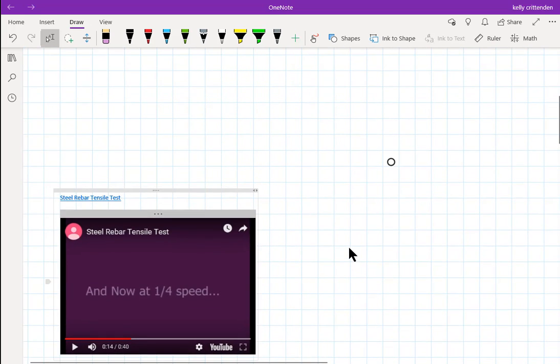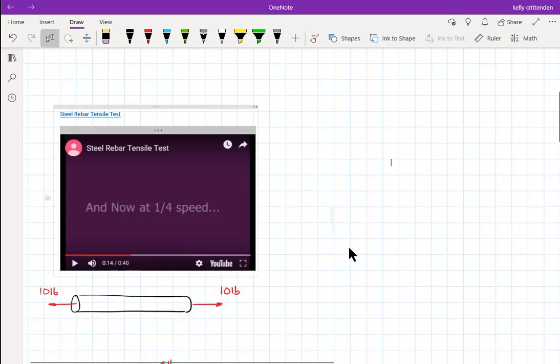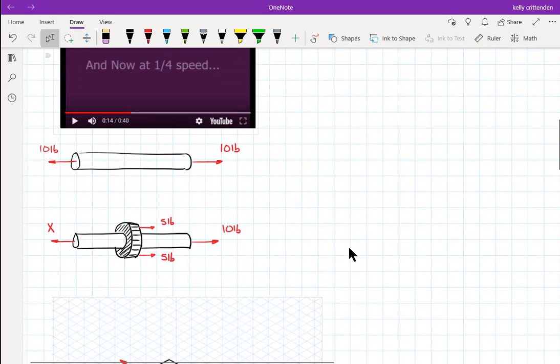In fact, why don't we do this? Let's look at these. So these are two little bars. One of them clearly has a longitudinal axis here and 10 pounds applied on either end of this bar. And what I want to show here is the idea of the internal force.